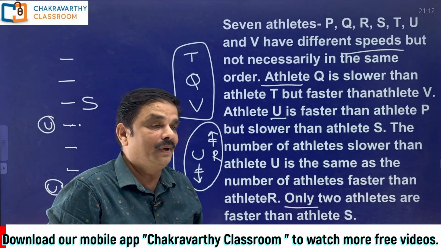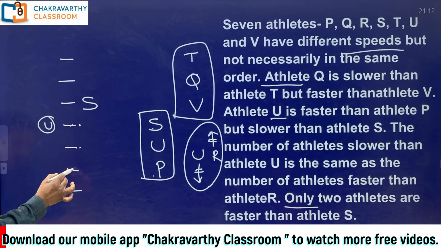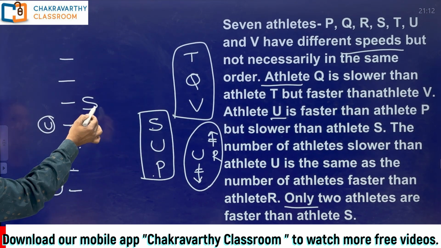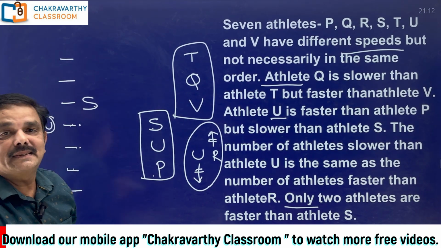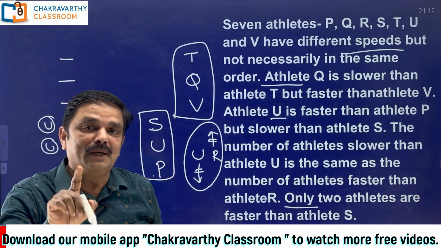See how simply you can do it. Next, where shall I keep U, here or here? Suppose I keep U here, below U there are 2. Then above R also 2 must be there. That means R should be placed here. But this place is already occupied by S. That means I cannot keep U here either. This is the way. This is called the elimination process.